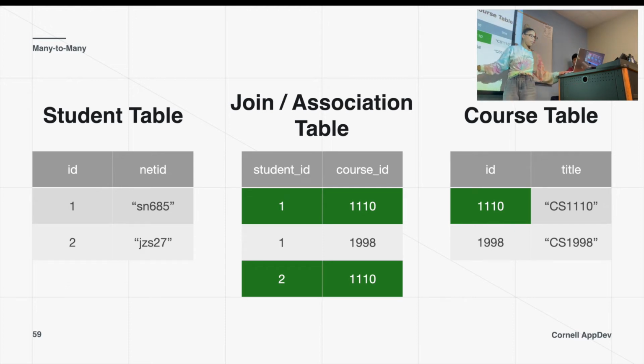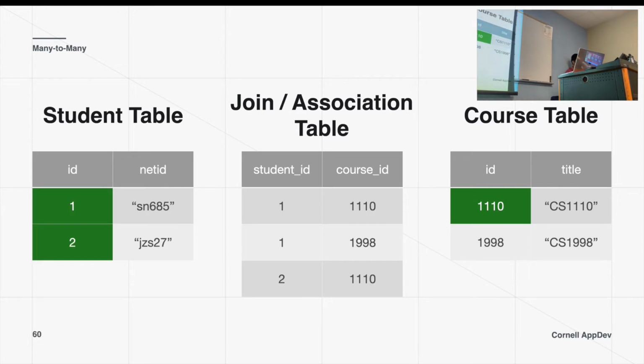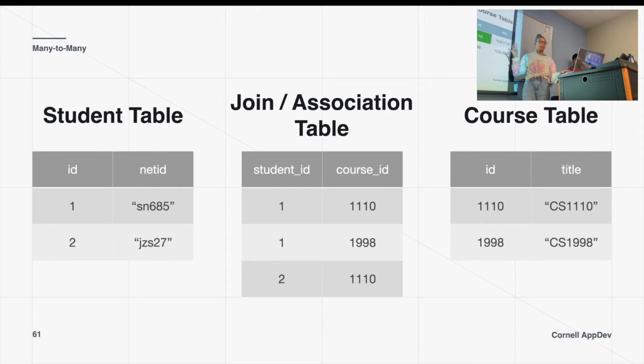And then we go over to our students table. The student with ID 1 is Shingo. The student with ID 2 is Jessica. So essentially, that's how we relate the 2 separate tables.